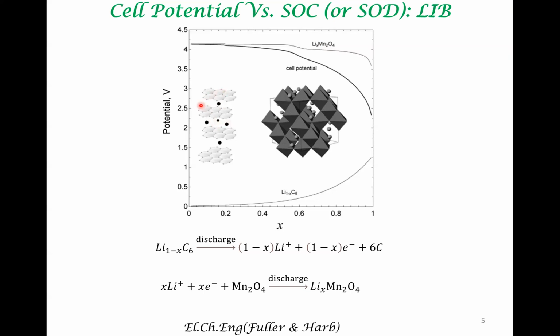Graphite has a two-dimensional layered structure. But here, LMO is not two-dimensional. It's not a layered structure, but it has channels, which allow for insertion of lithium ions. So when lithium ions get inserted, they interact with manganese and manganese oxide in general.